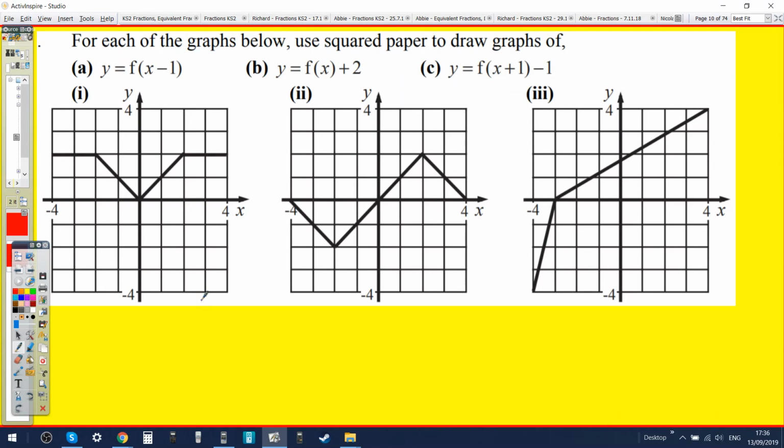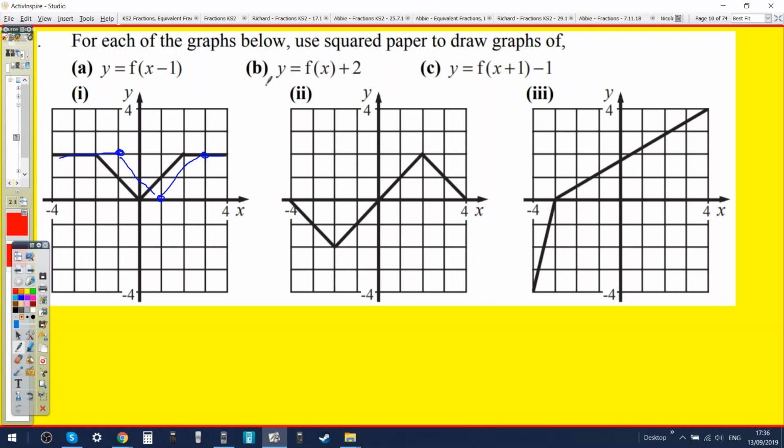Okay, so here are graphs like you're talking about. What's going to happen to the first graph? Y equals f of x minus 1. The x is going to move one place to the right. Yes, so basically any main point you can see, just move it one place to the right, and then just redraw the graph.